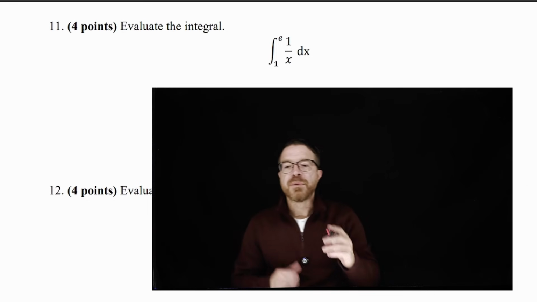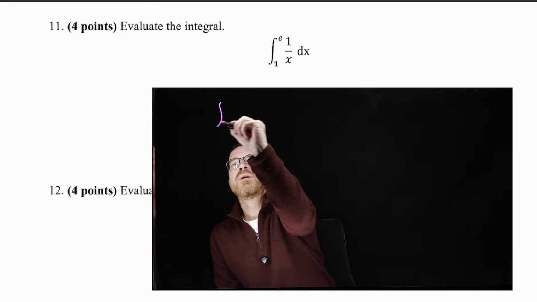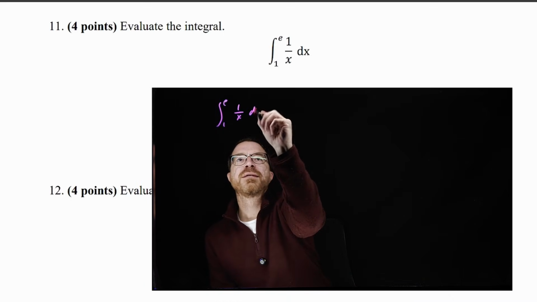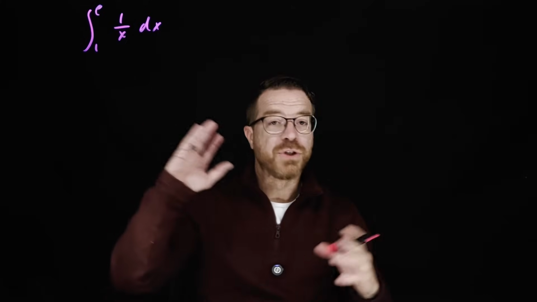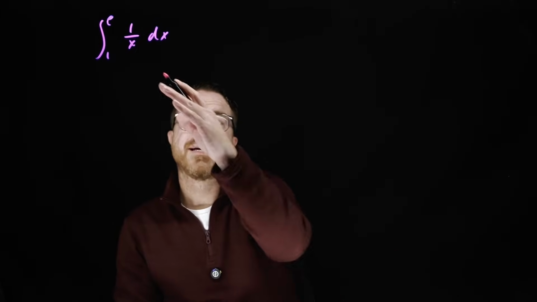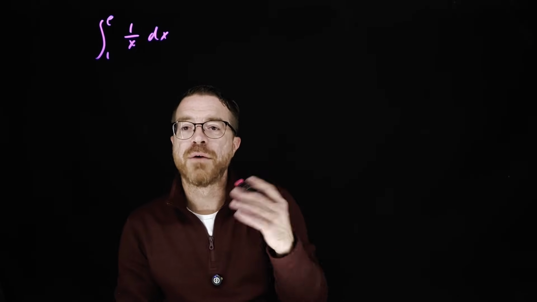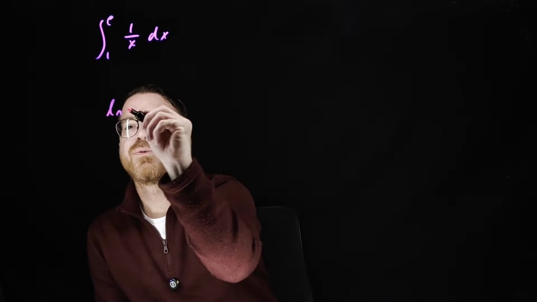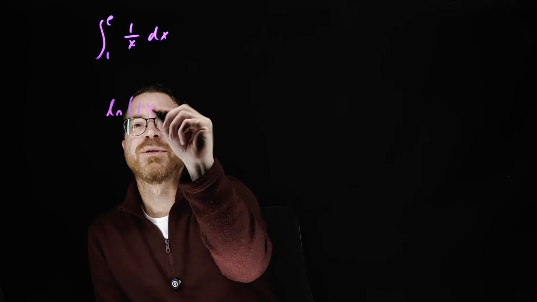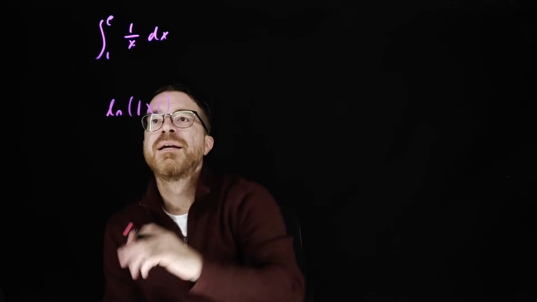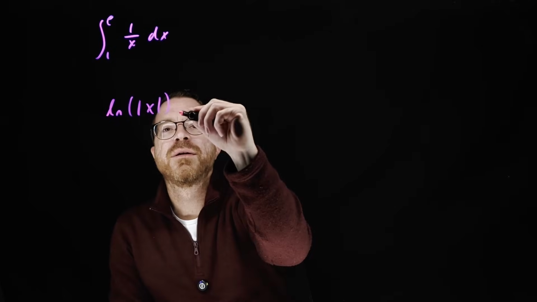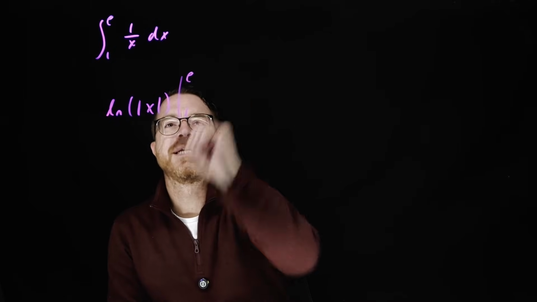For problem 11, we want to evaluate the integral from 1 to e of 1 over x dx. So just like before, we're going to find the antiderivative. So what is the antiderivative of 1 over x? Well, the antiderivative of 1 over x is the natural log of the absolute value of x. And then I'm going to evaluate this antiderivative from 1 to e.